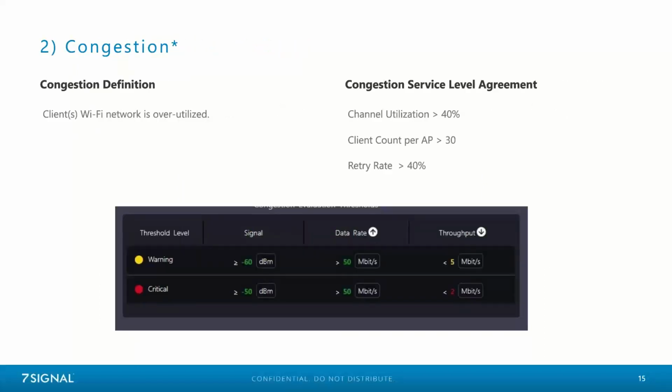And then congestion, a simple definition for congestion is that the Wi-Fi network is over-utilized. Congestion can be caused by one or all of these issues. Channel utilization, if it's over 40%, client count per AP, if you've got more than 30, though I have seen congestion with as little as 4 people on the same AP, and the retry rate, if it's greater than 40%. If you have a retry rate that's higher than 40%, there's an issue. There's congestion. And there is possibly congestion by interference, right? And there's going to be this recurring theme about high dense environments, high users, right?